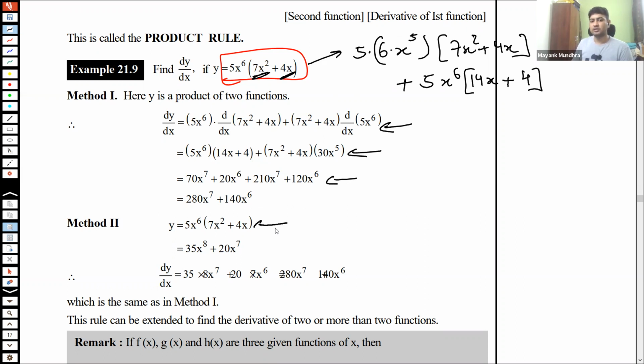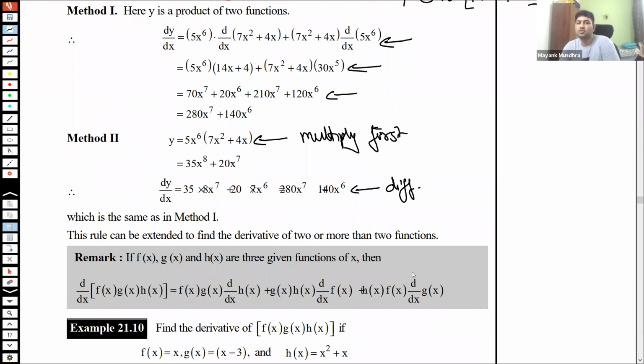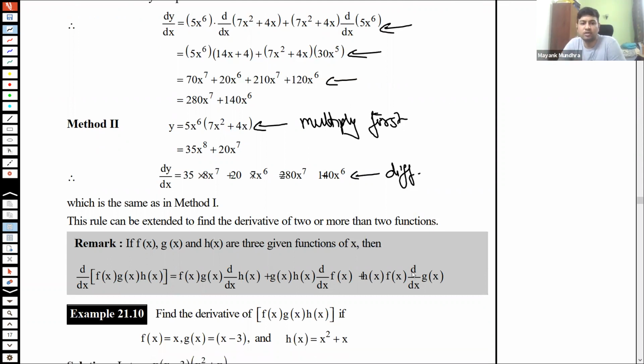Here what they do is they multiply first and then they differentiate. So you can choose either way. The answer remains the same. So you can either multiply first and then differentiate, or you can apply product rule, differentiate everything, and then whatever you get, you can solve it.